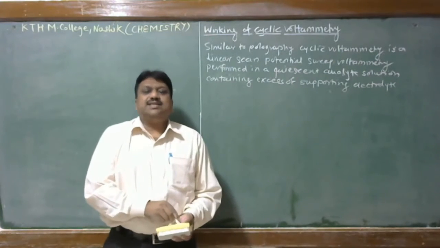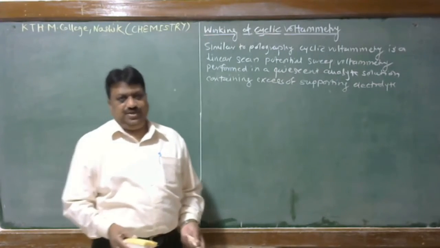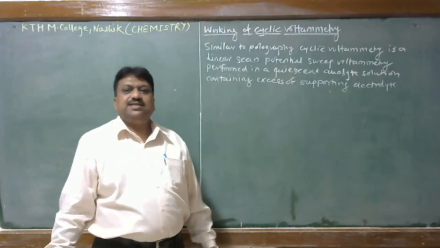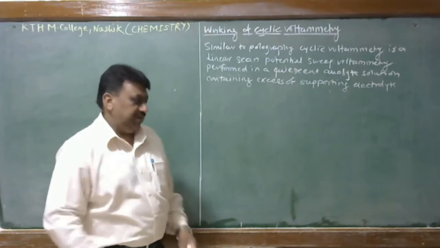Polarography is a linear scan voltammetry. It is performed in a quiescent analyte solution. Similarly, cyclic voltammetry is a linear scan voltammetry. It is also performed in a quiescent analyte solution.